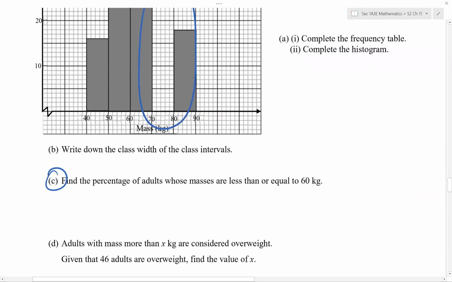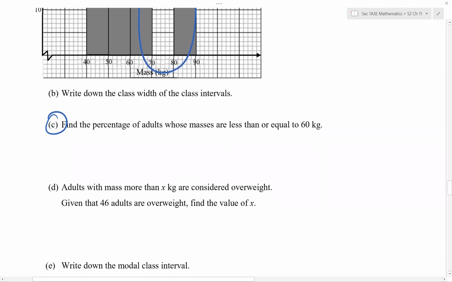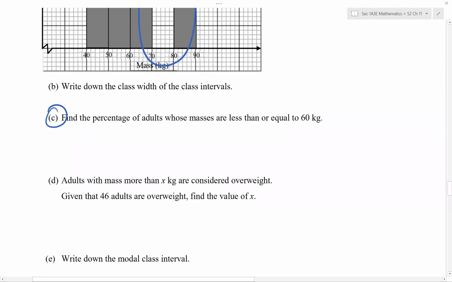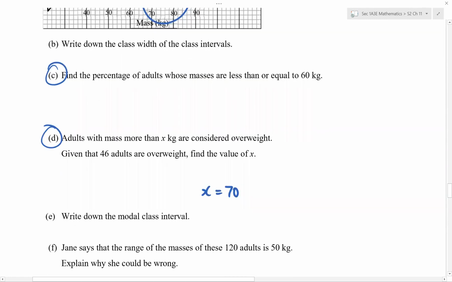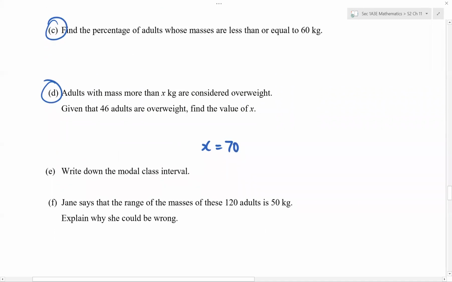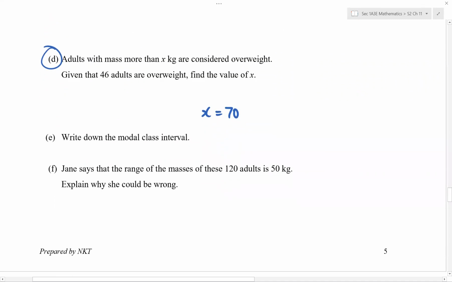Part C, a simple question that you can do by yourself. Part D, I'll give you the answer, but make sure you figure out why it is 70. Modal class interval, do it yourself, and try to come up with an explanation for why Jane could be wrong. This will be discussed in class.